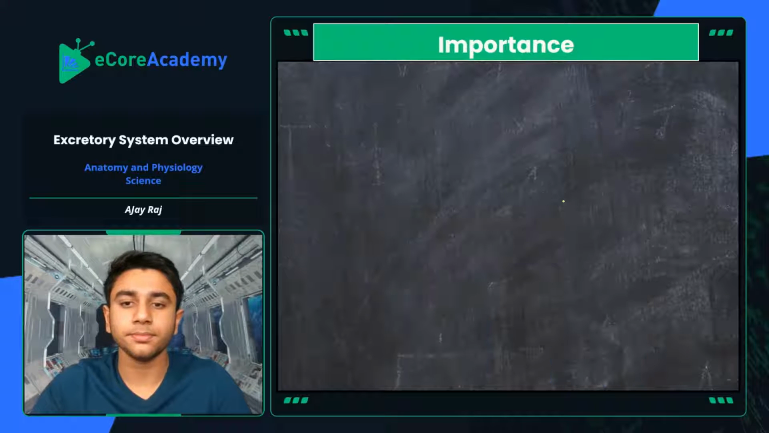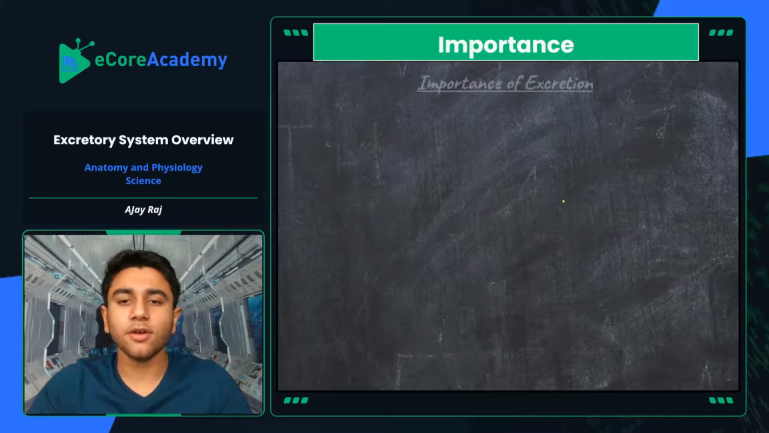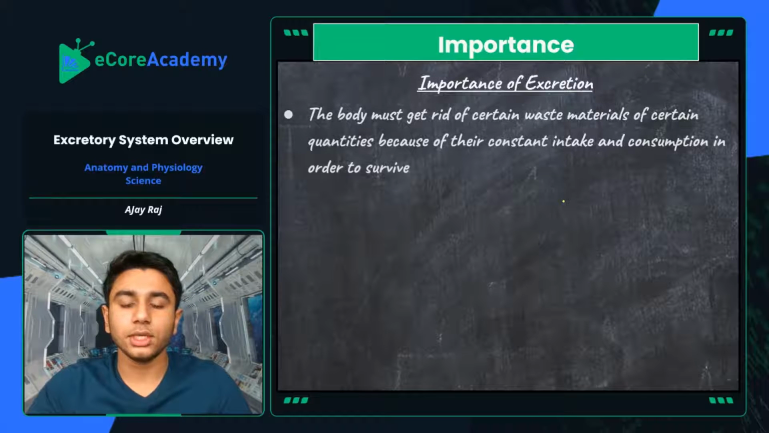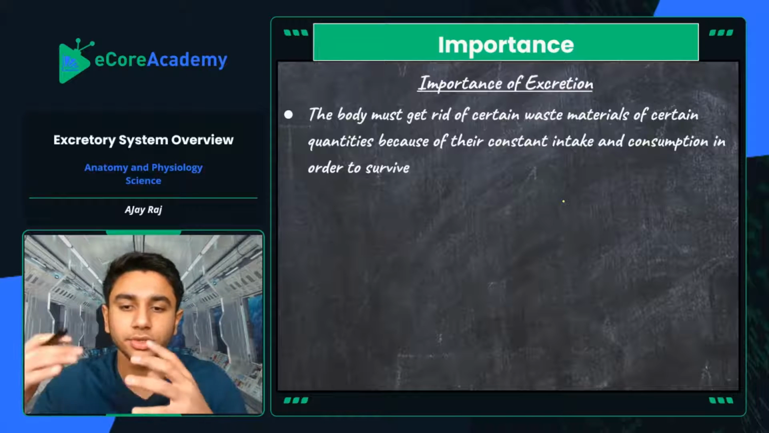Moving on. So what's the overall importance of excretion? The body must get rid of certain waste materials in certain quantities because of the constant intake and consumption in order to survive.